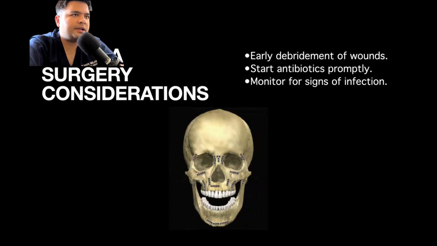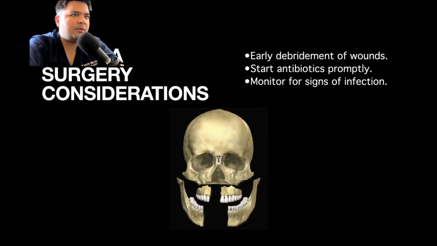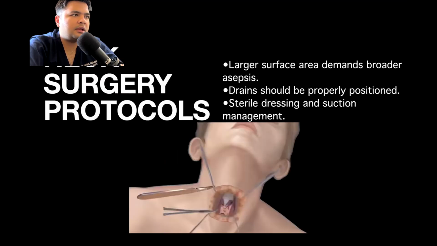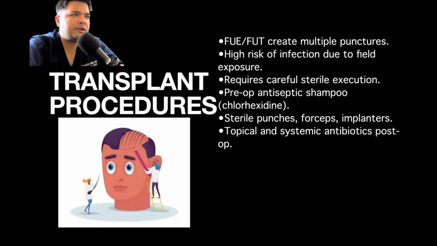Trauma surgery considerations. Early debridement of wounds. Start antibiotics promptly. Monitor for signs of infection. Neck surgery protocols. Larger surface area demands broader asepsis. Drains should be properly positioned. Sterile dressing and suction management.